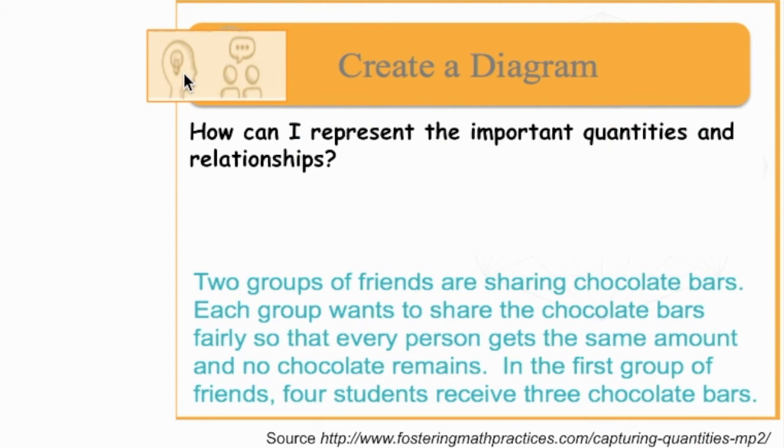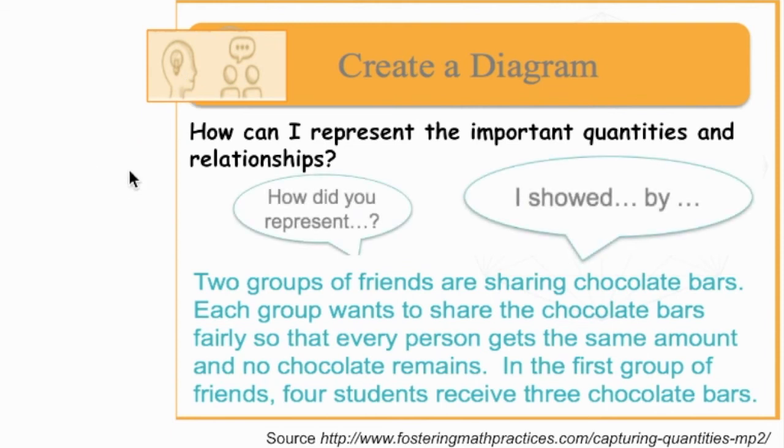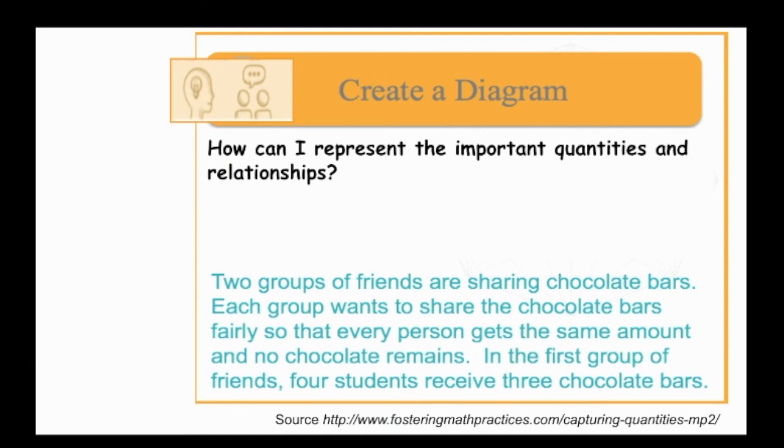And when drawing their diagram, students should be asking themselves the following questions. How did you represent blank? I showed blank by blank. Feel free to also pose these questions to your students as well. After the allotted time for independent thinking has passed, you may even ask students to work together to create a collaborative diagram without numbers or labels and have the class identify how the quantities and relationships were represented.